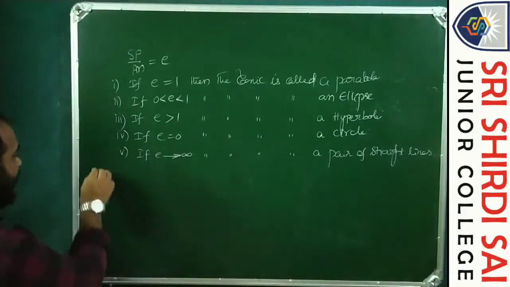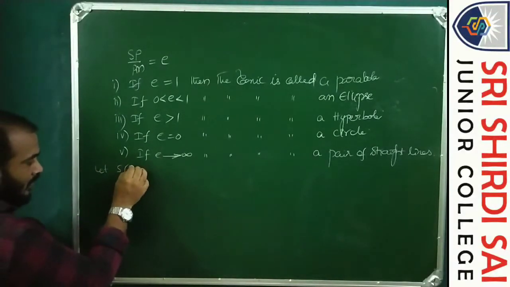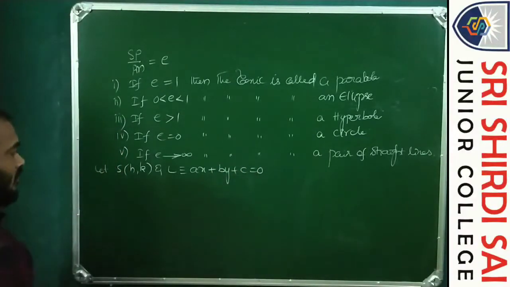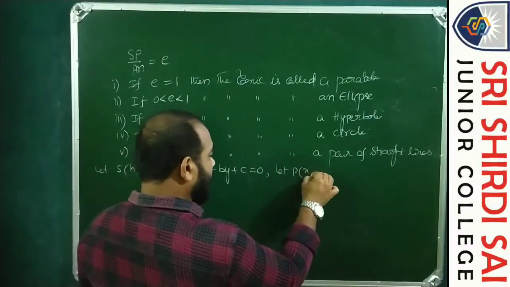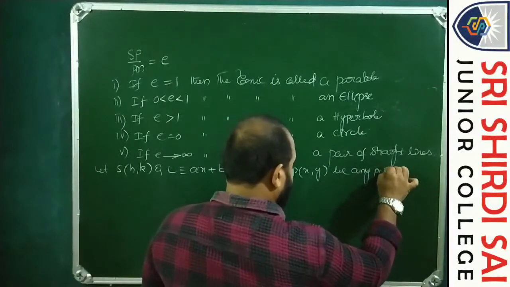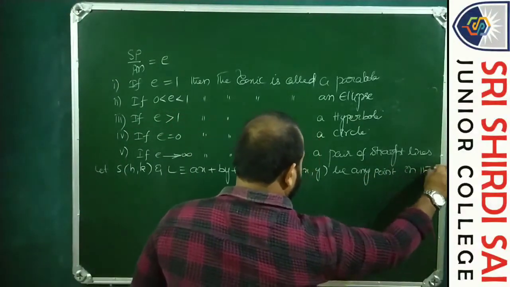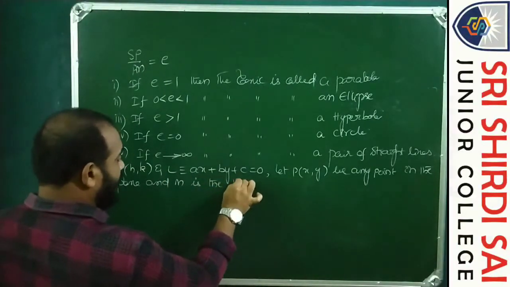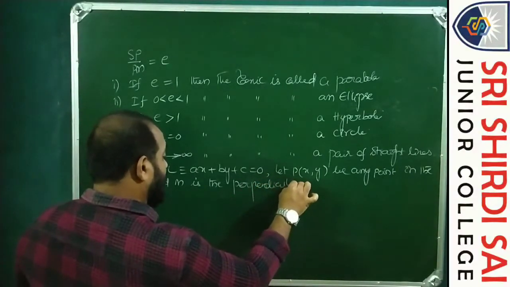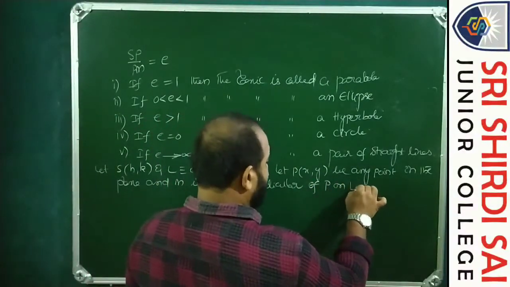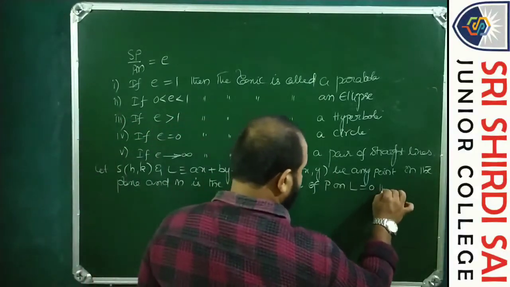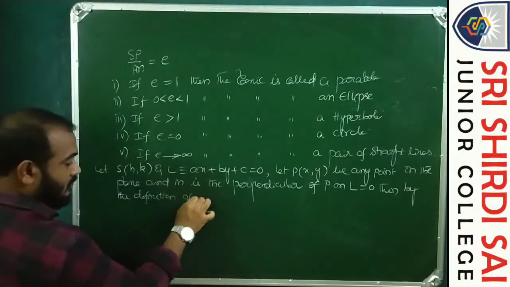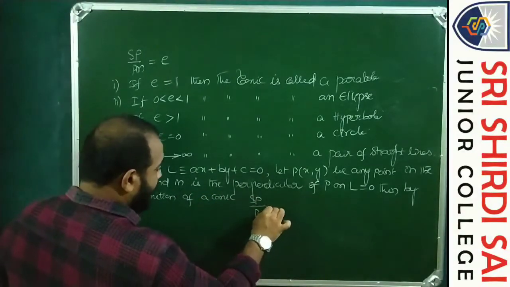So, let S be (h, k) and L: ax + by + c = 0. Let P(x, y) be any point in the plane and M is the perpendicular of P on L equals to 0. Then, by the definition of a conic, SP by PM is equal to E.